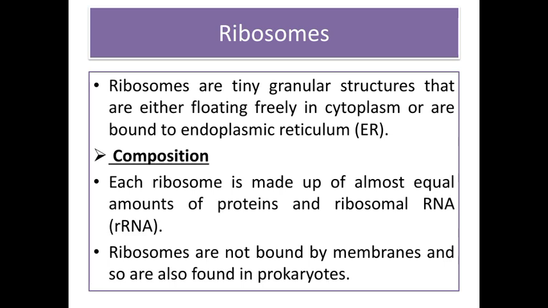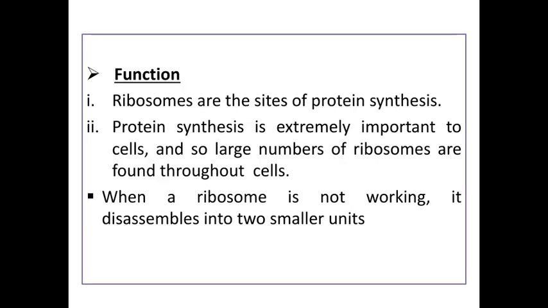Next is the ribosomes. Ribosomes are granular structures that are either freely floating in the cytoplasm or bound to endoplasmic reticulum. The composition of the ribosome is almost equal amounts of protein and ribosomal RNA, and these are not bounded by any membrane and so are also found in prokaryotes. Function is that it is the site of protein synthesis, and protein synthesis is very important to cells, so a large number of ribosomes are found throughout the cell.